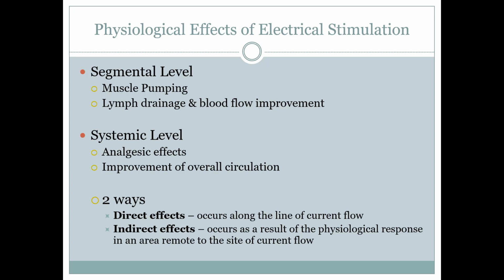These physiological effects can occur in two ways, either through direct effects or indirect effects. The direct effects occur along the line of the current flow. The indirect effects occur as a result of the physiological response in an area remote to the site of current flow.